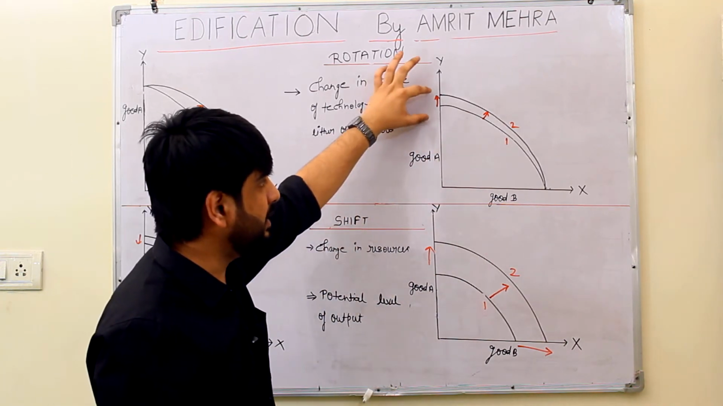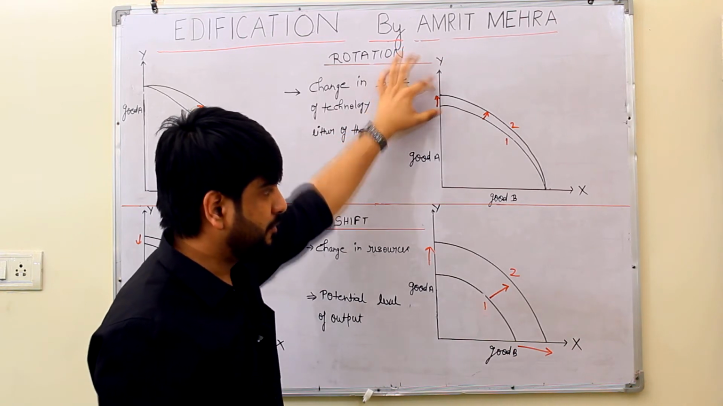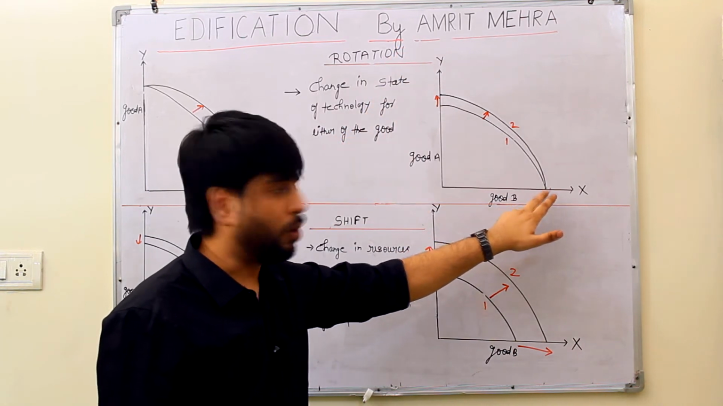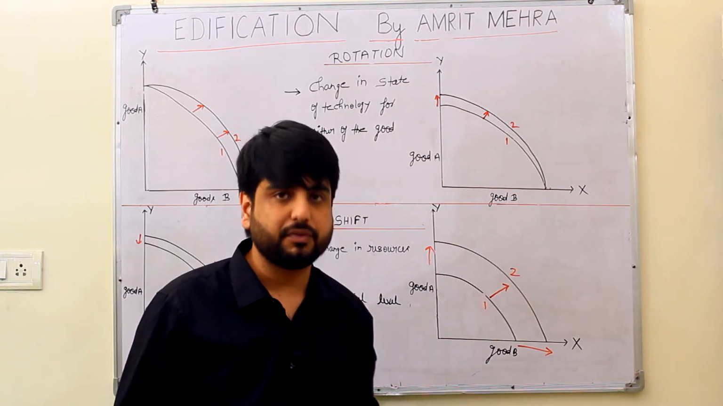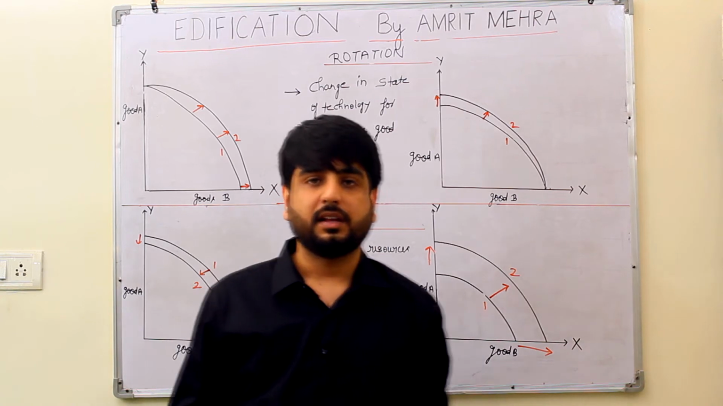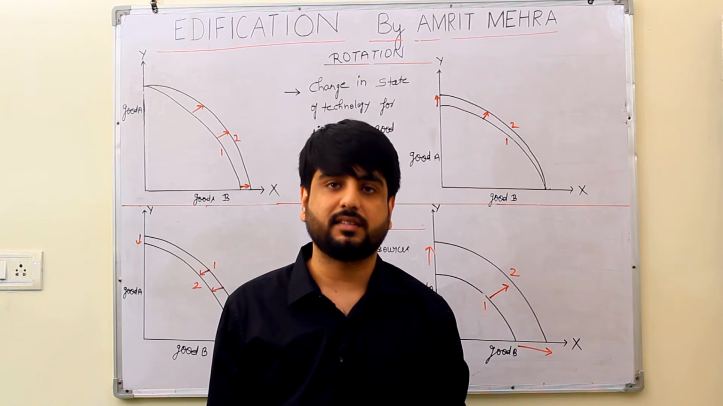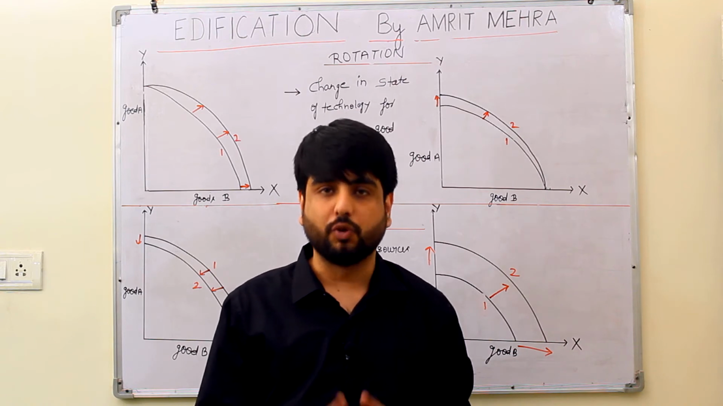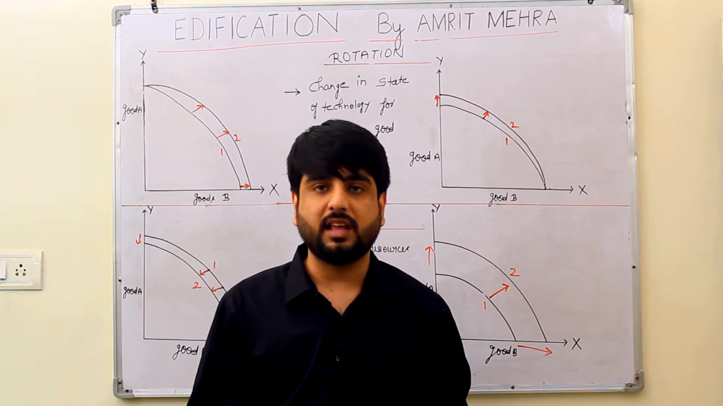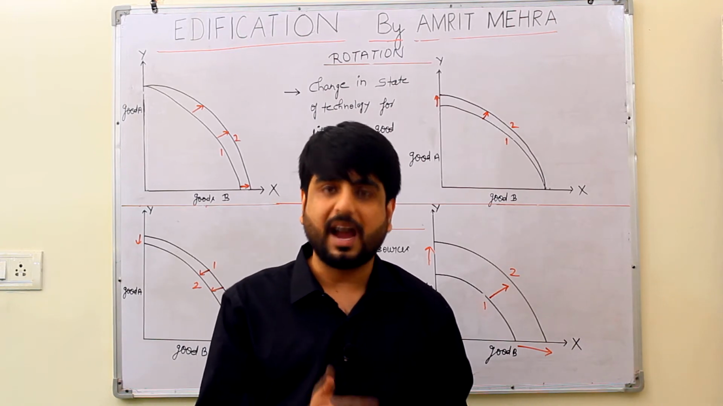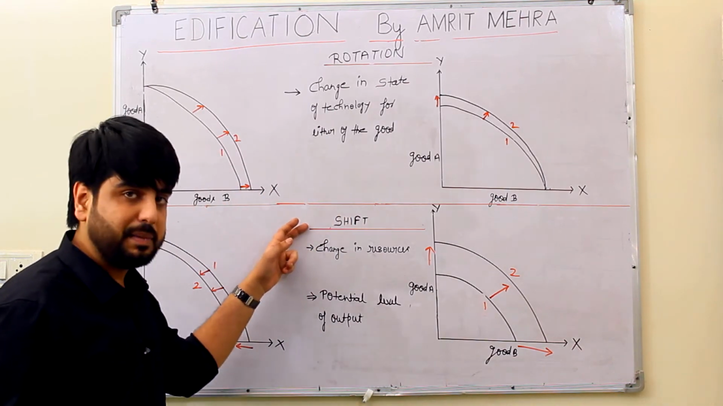The increase is only being shown for good A expressed on the y-axis, whereas the production for good B expressed on the x-axis is not changing. If the change is only being expressed for one commodity on one axis, then it is known as rotation. But if there is an increase or decrease in both the commodities expressed on either x-axis or y-axis, then we call it shift of PPC.